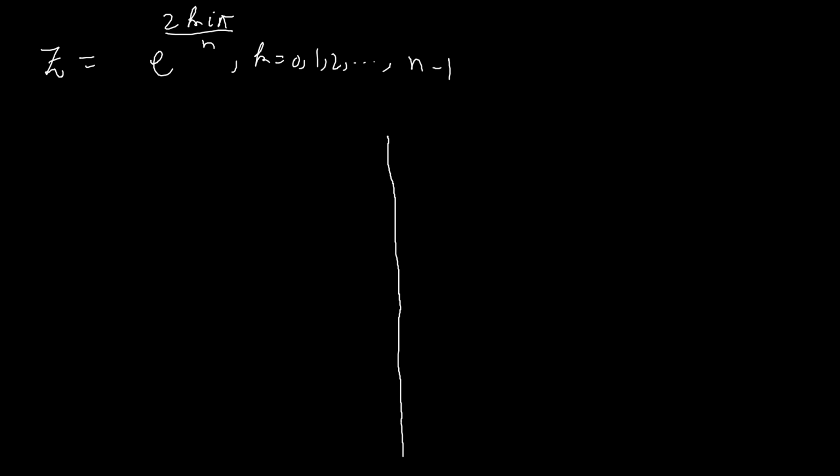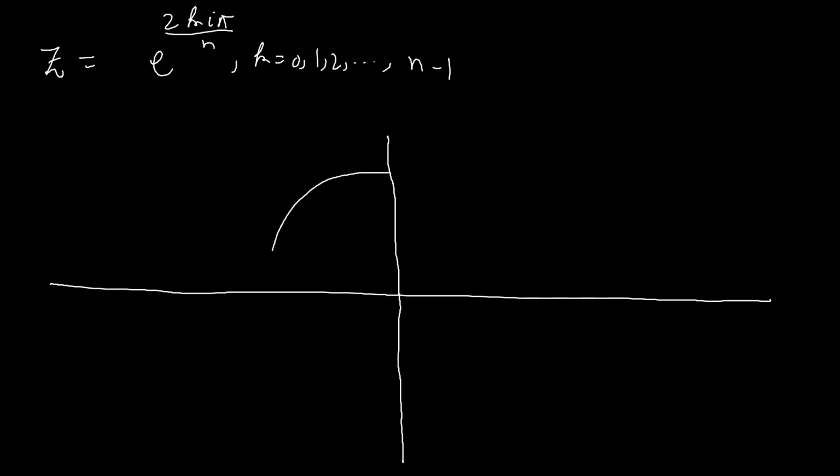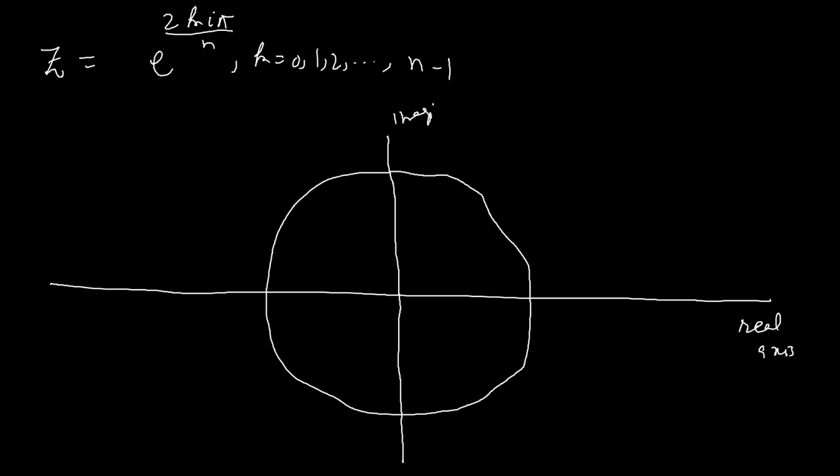Nth roots of unity, z equal e raised power 2kιπ divided by n, where k is from 0, 1, 2 up to n minus 1. Let us look at the geometric interpretation. Here is the complex plane. It is important to note that all the nth roots, n being any integer, all the nth roots of unity lie on this unit circle, where this is the real axis and this is the imaginary axis.